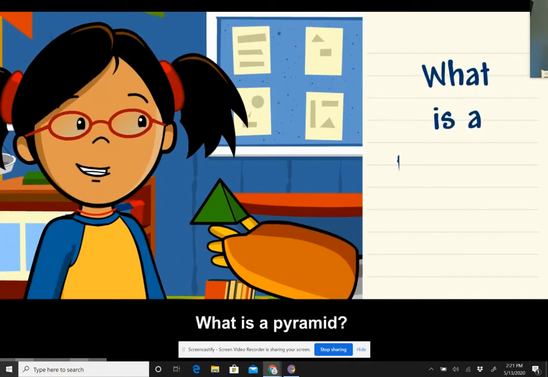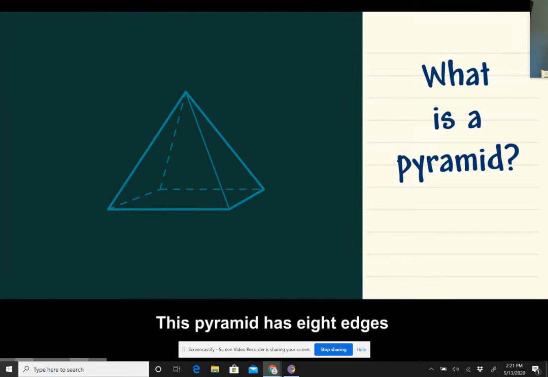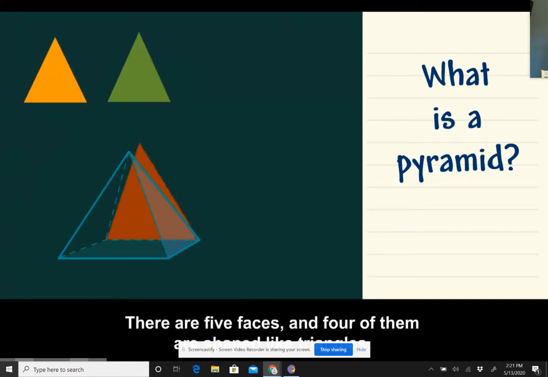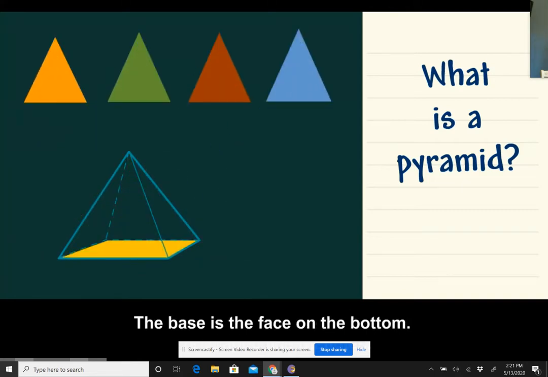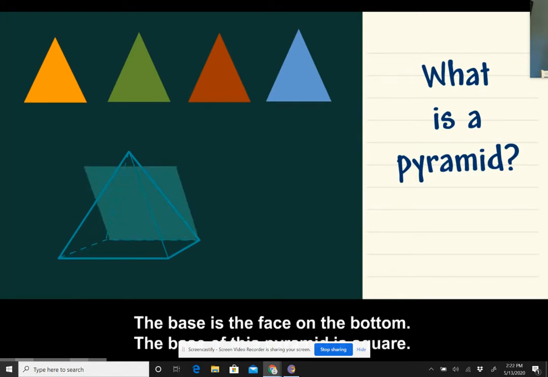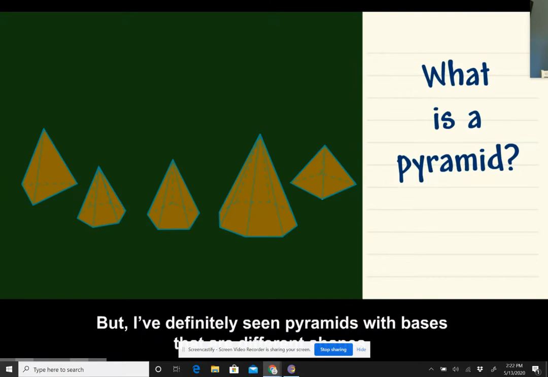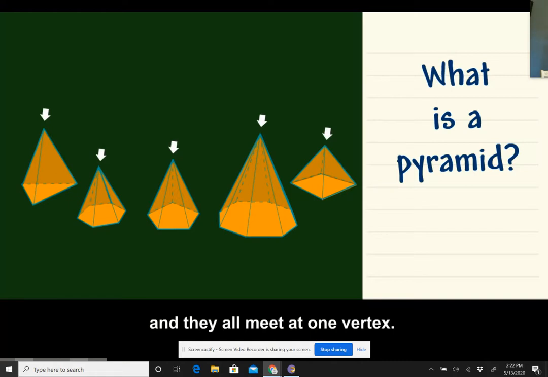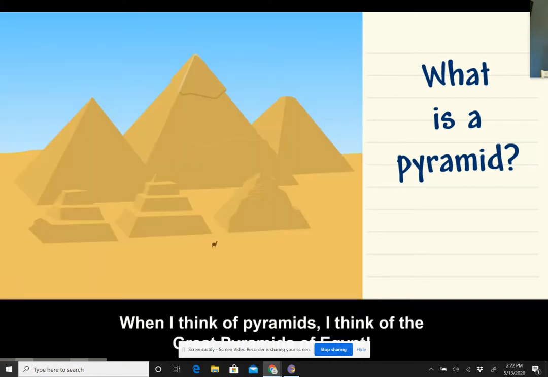What is a pyramid? This pyramid has 8 edges and 5 vertices or corners. There are 5 faces, and 4 of them are shaped like triangles. The base is the face on the bottom. The base of this pyramid is square. But I've definitely seen pyramids with bases that are different shapes. I guess the sides of any pyramid are triangles, and they all meet at one vertex. When I think of pyramids, I think of the Great Pyramids of Egypt.